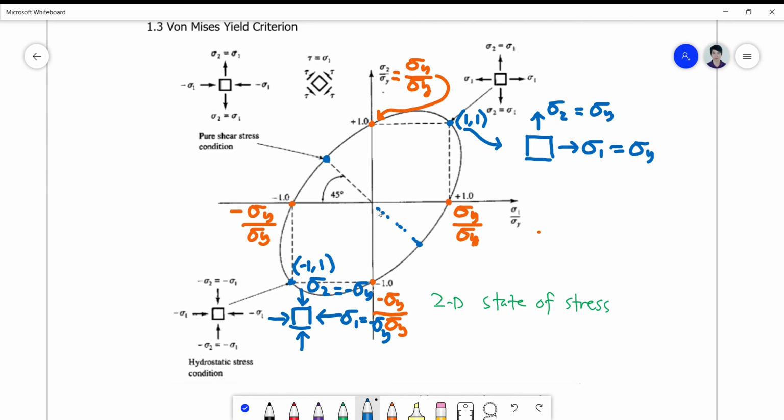And these points happen to be representing the pure shear stress state condition, in which the orientation at 45 degrees of the biaxial specimen, which is this one, represents pure shear stresses. So these are now shear stresses. So there are no normal forces present exactly at this point.